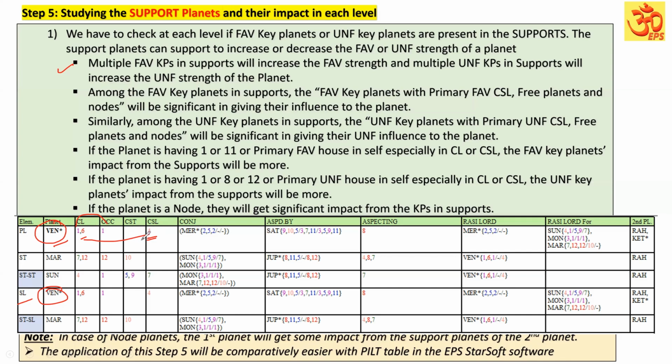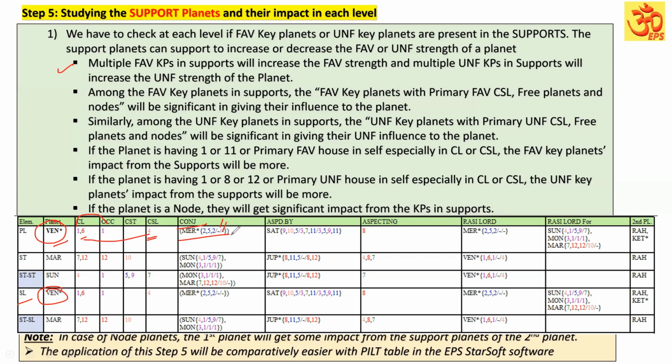It has some weakness, so we check whether support planets are giving any sort of support to Venus, favorable supports or unfavorable supports. You check the conjoined planet. Mercury is there in conjunction. Venus is conjoined with Mercury. Look at the Mercury significations. Lord of 2, 5 occupying the second house. No star lordship, no sublordship.